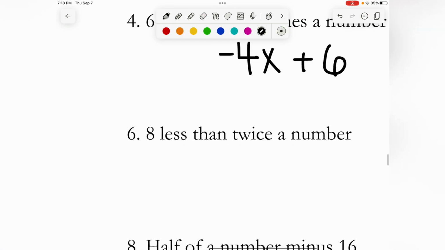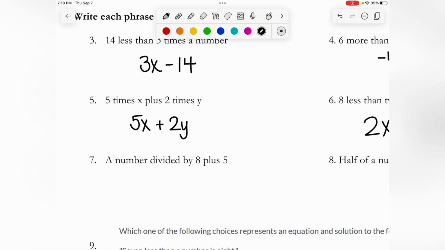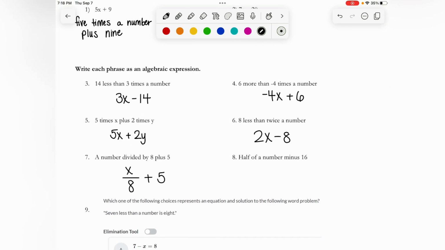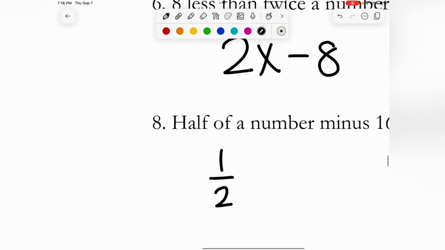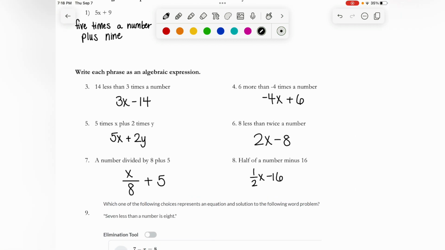8 less than twice a number. Start with twice a number. Twice means 2 times, and then I want 8 less than that, so minus 8. A number divided by 8 plus 5. A number divided by 8, in these problems, I want you to do divided by using fractions, and then plus 5. And then half of a number looks like that, and then minus 16. So there we have a bunch of different algebraic expressions, but they gave us it in words and we had to write it in numbers.